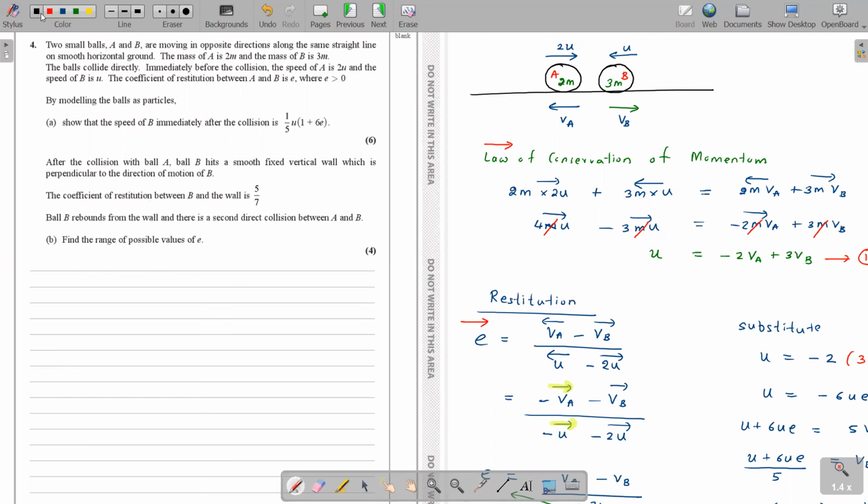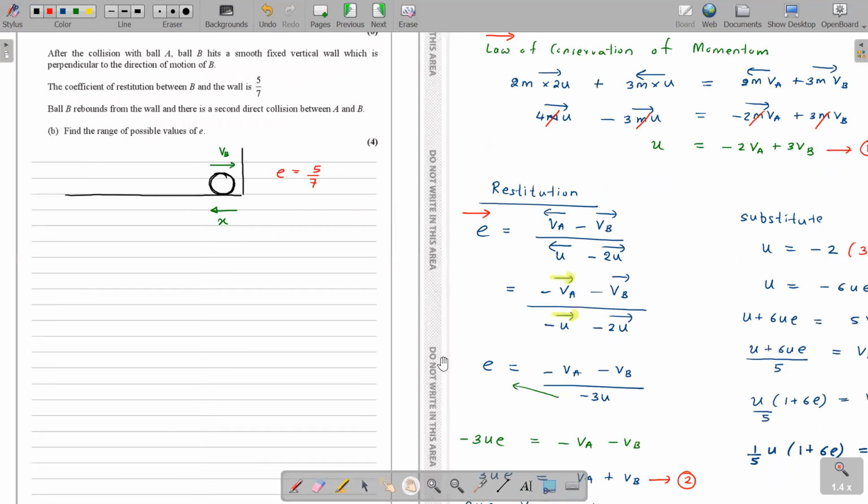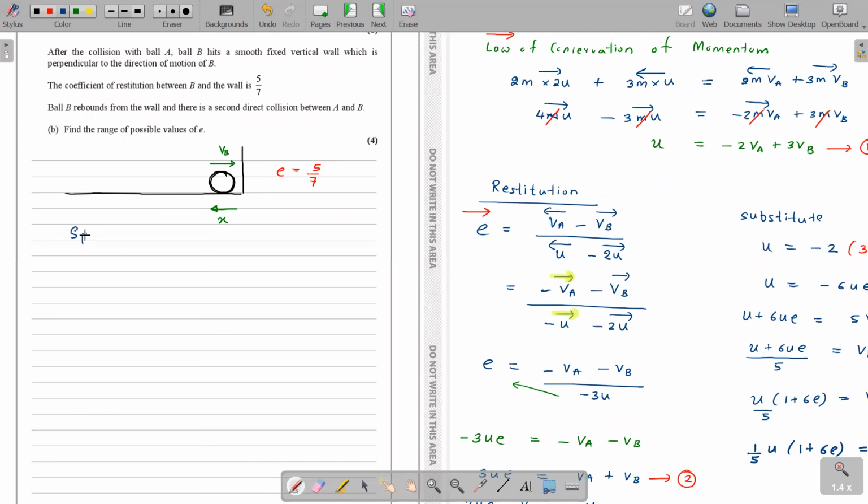Okay, so what do we do here? Now they say here that the ball B goes and hits the wall. And we know the speed with which it hits the wall, right? It goes and hits with the velocity V that we found. Okay, and let's say the rebounding velocity, let's give it a new name. So let's give it as X. Then they have told you the E value is how much? 5 over 7. So can't you find the speed of rebounding from the wall? The speed B rebounds from the wall.